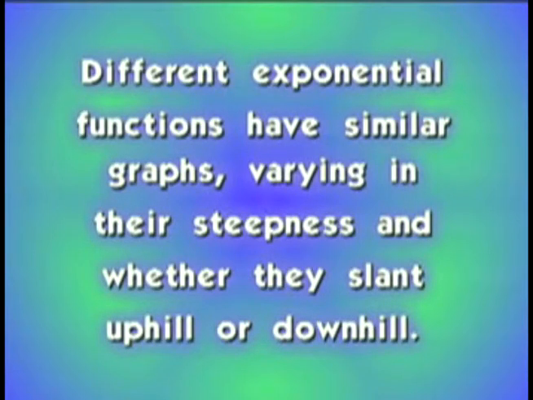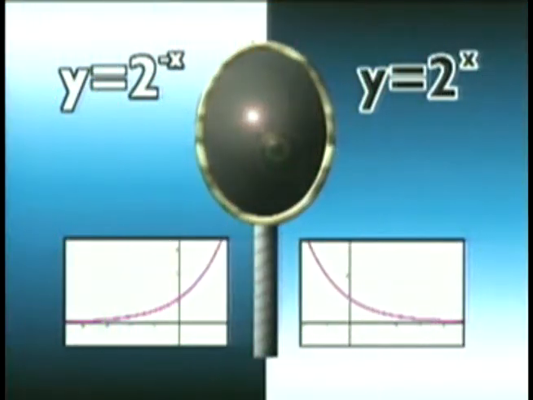Different exponential functions have very similar graphs, varying mainly in their steepness and whether they slant uphill or downhill. In fact, there are pairs of graphs that are mirror images of each other. For example, y equals 2 to the x and y equals 2 to the negative x are just mirror images of each other. Remember that 2 to the negative x is the same thing as 1/2 to the x. So y equals 2 to the x and y equals 1/2 to the x are also mirror images.